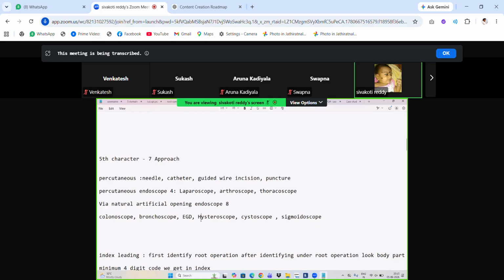In the natural route, they insert these scopes via a natural or artificial opening. In the other, they puncture our body. They create a small hole and insert. Laparoscope or arthroscope, how do they insert? They create a small hole or puncture in our body and insert the scope.